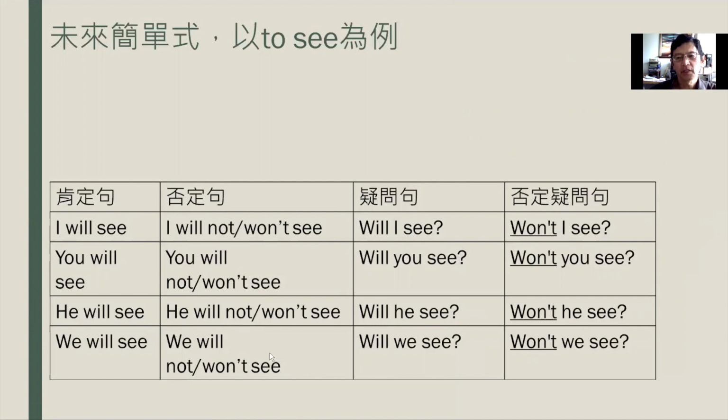We will see. We will not see. We won't see. These are all pretty simple. Please pause the video, and you can say these out loud to yourself again. They're very simple sentences. Was that exercise okay? Like I said, the simple future tense is pretty simple. You just add the word will in front of the verb.